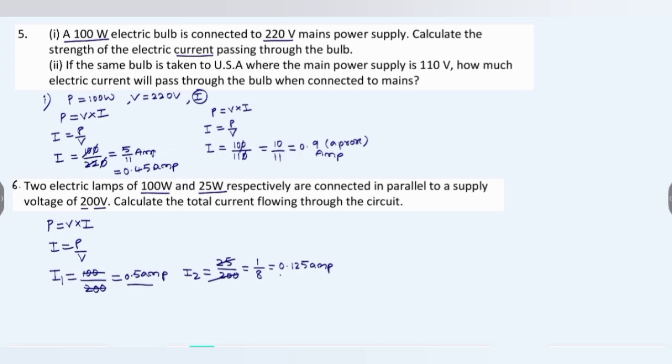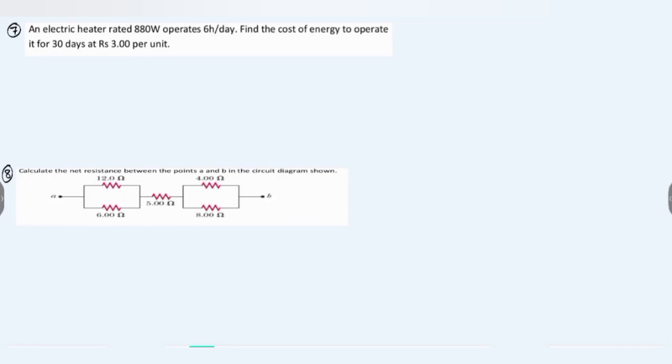This is I1 and I2. We want total current through the circuit because they are connected in parallel. In parallel combination, total current is the sum of currents. So I is equal to I1 plus I2. After adding 0.5 plus 0.125, we get 0.625 amperes. This is the total current in the circuit. Hope it is clear. These two are clear. Right, now coming to the next.